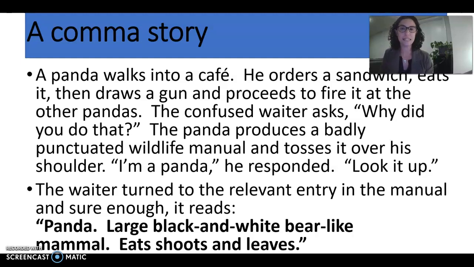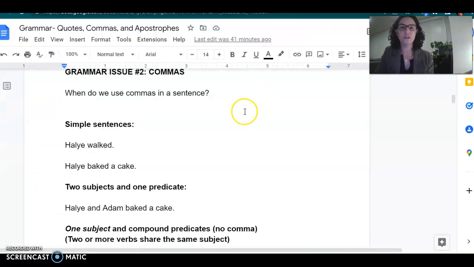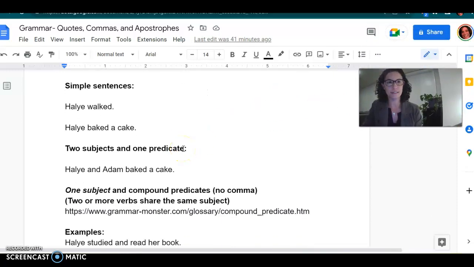So let's go over some of the key comma rules, understanding again there are many comma rules, and I'm not going to have an opportunity to go over all of them, but I do want to go over some of the key comma rules. So I'll start with this one, which is, when do we use commas in a sentence?